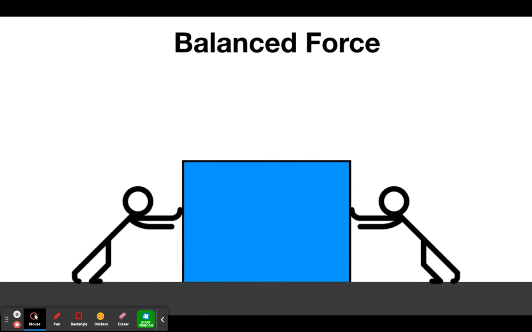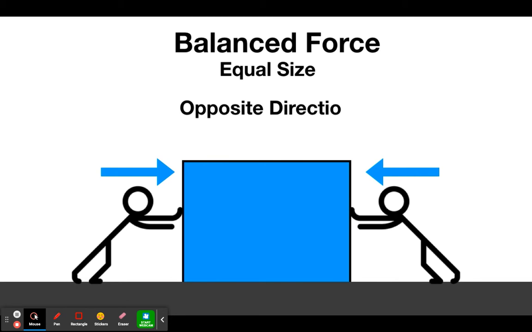Both you and your friend would be pushing equally hard, so your forces would have an equal size, but you would be pushing one way and your friend would be pushing the opposite way. You're pushing in opposite directions. These two forces cancel out, the box would not move, and we can call them balanced forces.